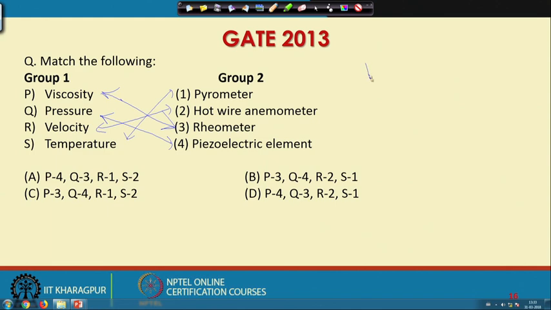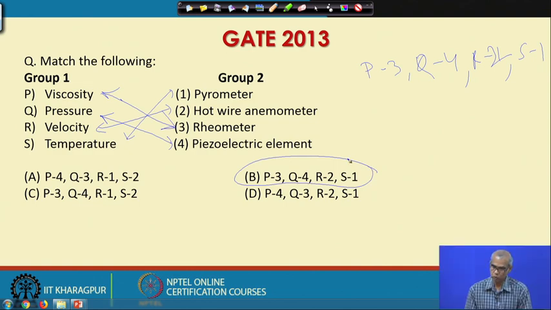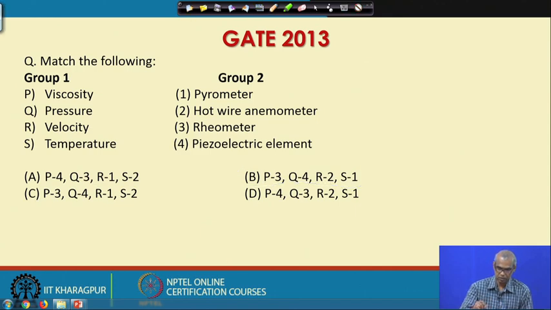So, P3, Q4, R2, sorry, R1 and S2... P3 Q4 R2 S1. So, answer B, option B is the answer.